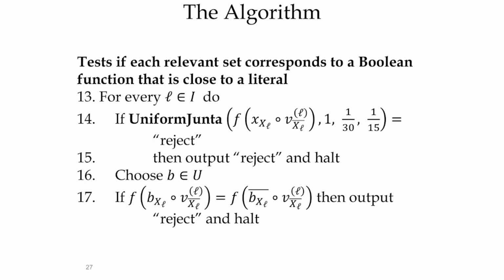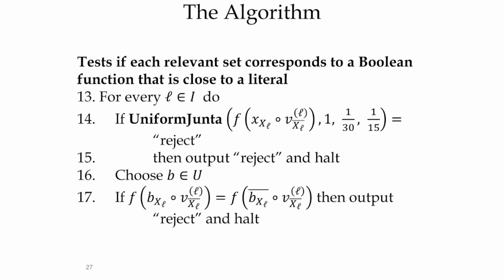Okay, so all this we use as an input for the uniform junta function to check if the function behaves like one junta. If it does, we will see later that the output will always be accept. Otherwise, if the function is 1 divided by 30 far from every one junta, then with high probability of 14 divided by 15, the output will be rejected, with a probability of 1 divided by 50 that we'll get a mistake in the output.